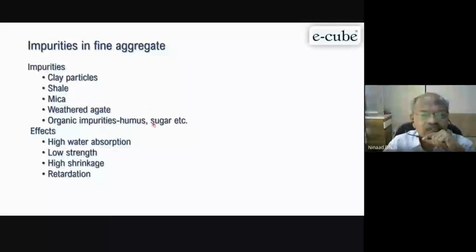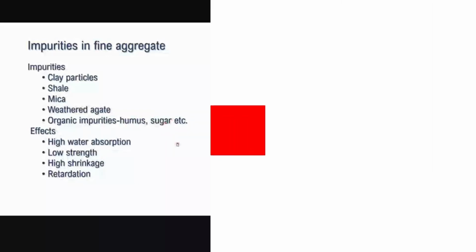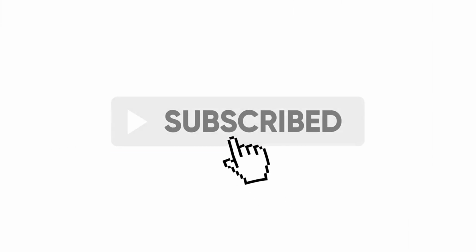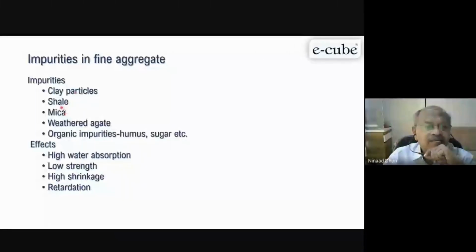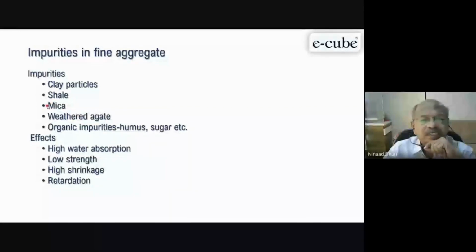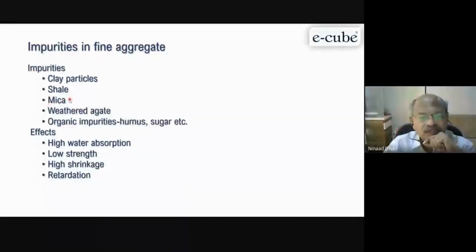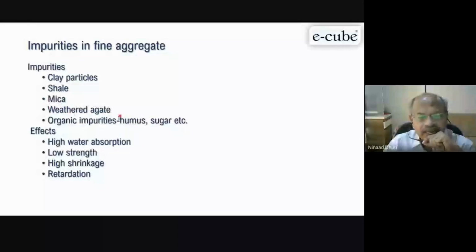As I said, sugar is also an impurity for the concrete. So clay particles, shell, mica. Mica is also sometimes available in your sand. Aggregates have more water absorption, clay particles require higher water absorption, higher shrinkage, and sugar may cause retardation.